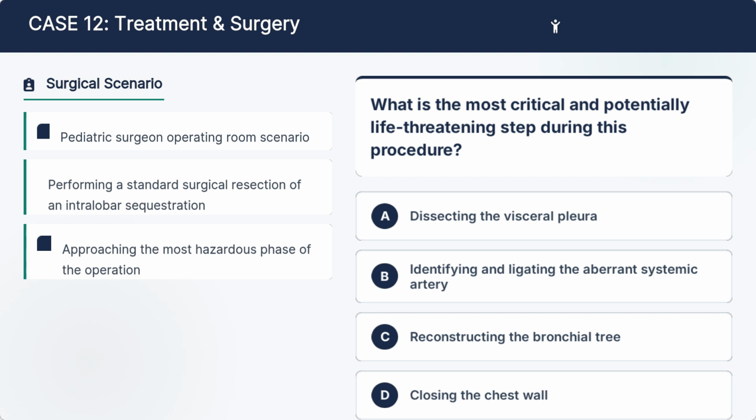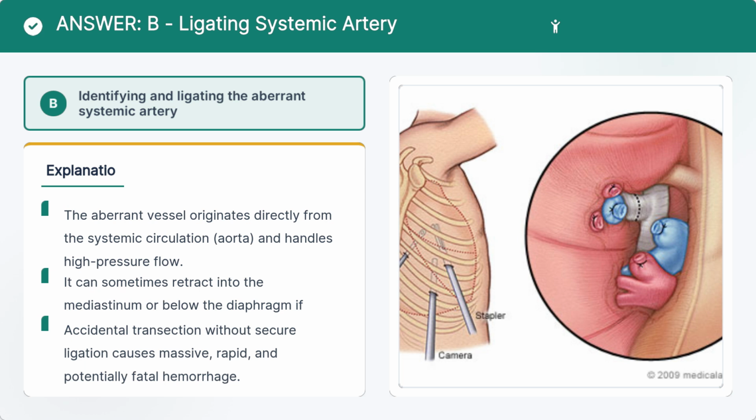Dividing the pleural adhesions from prior infections because of the risk of entering the pericardium. Option D. Inserting the chest drain at the end of the procedure due to the risk of intercostal vessel injury. Think about what happens if the feeding vessel is not controlled before it is divided. The correct answer is option B. Identifying and ligating the anomalous systemic feeding artery before any resection.